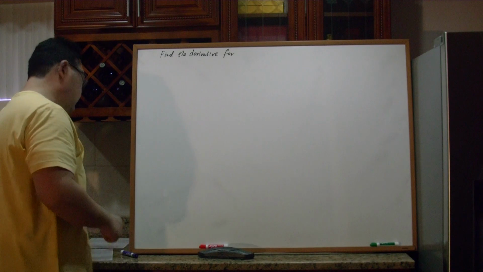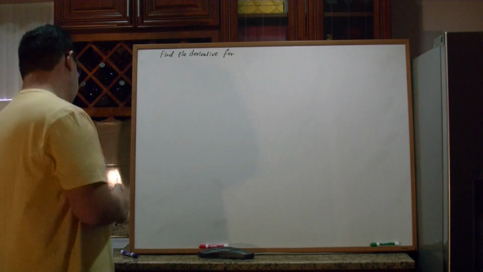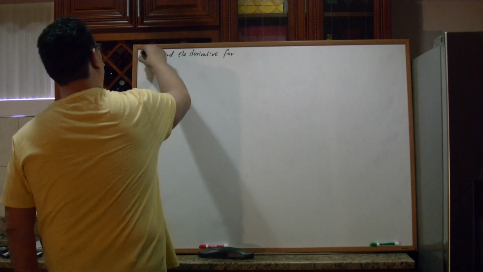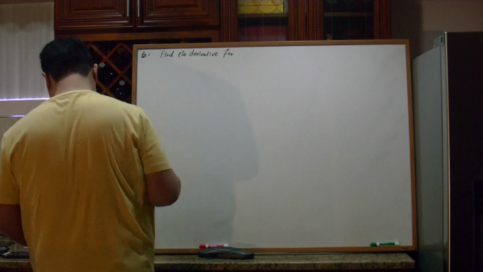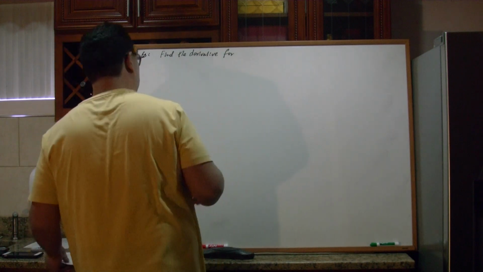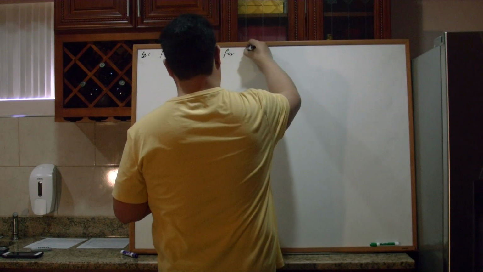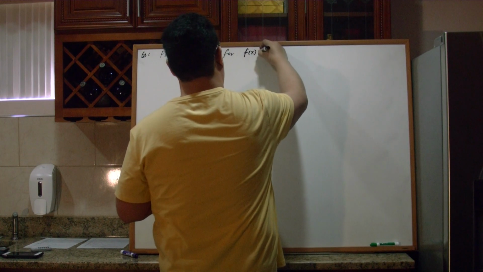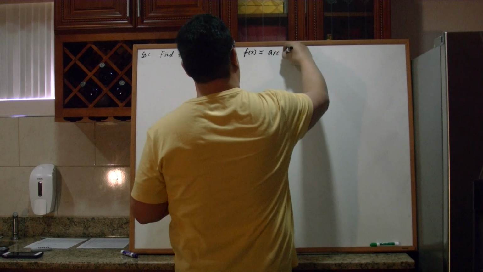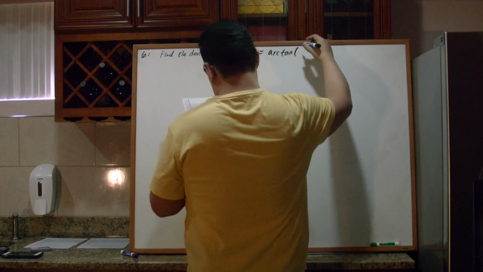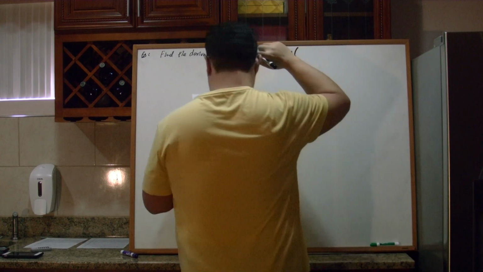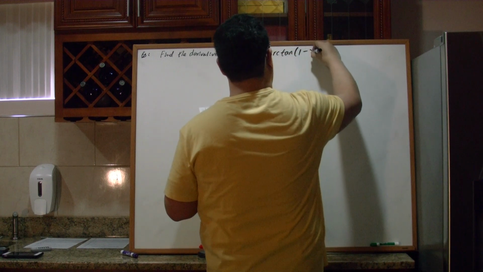Then move on to the next example. You can try that, right? Just apply the formulas of those things. Right, that for f of x equals arctangent of 1 minus x.